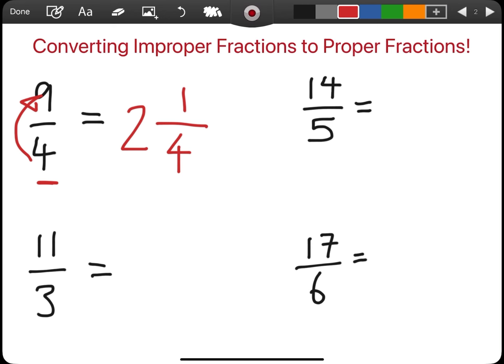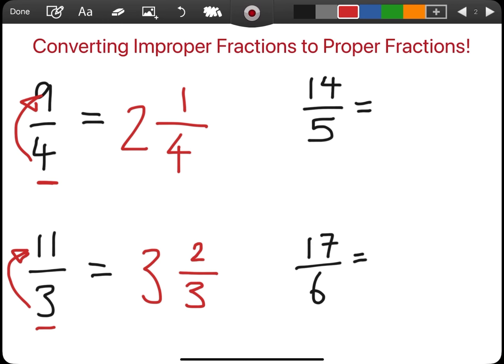I've got an improper fraction of 11 over 3. So I know straight away if I have something over 3, my answer is going to be something over 3. Step 2, how many times does 3 go into 11? Okay, 3, 6, 9. It goes in 3 times with 2 left over. So I'll put my 2 as my numerator. The answer is 3 2/3.